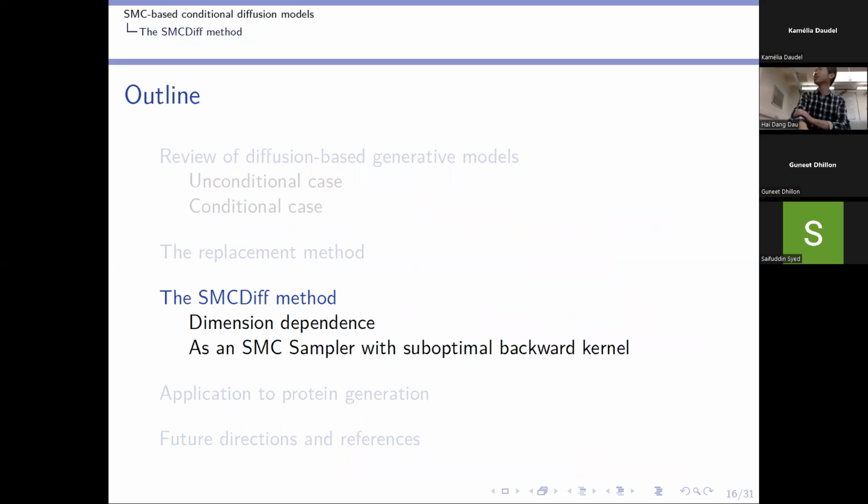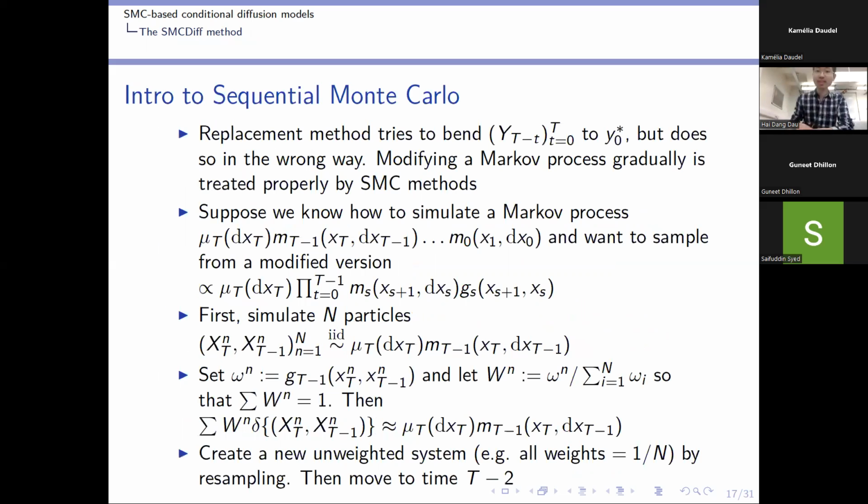All right. So now we look at the SMC-Diff method, the method that the authors have presented. Okay. Who here has worked with sequential Monte Carlo methods? Who is familiar? Okay, so not many people, right?